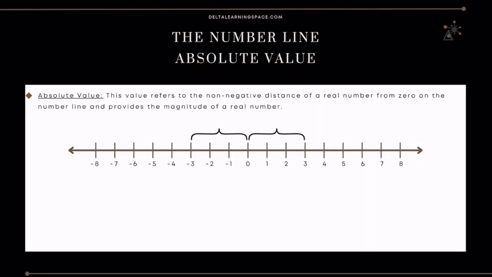The last topic that we have for this video is about using the number line to understand absolute values. Absolute values reference the non-negative distance of a real number from 0 on the number line. This focuses on the magnitude of a real number, not the direction. And we can write absolute values within these bars like this. And so this question is asking, what is the absolute value of 3? I can also write an additional question of what is the absolute value of negative 3.